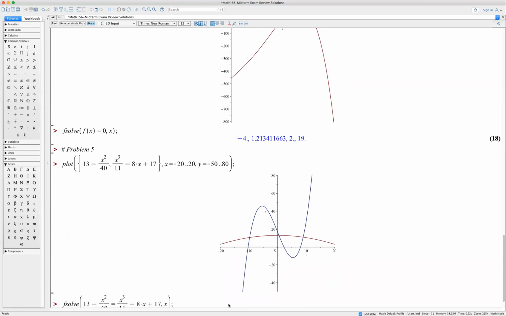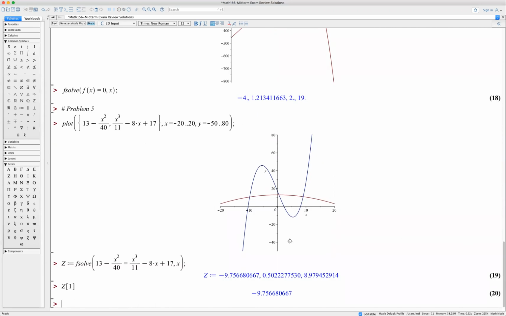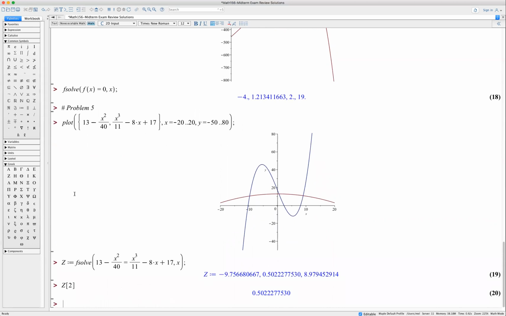There's a better picture. So here's the cubic curve. That's the parabola. They cross at least 3 points. Let me call them Z. Those are the zeros. So Z1, for example, that's the first. Z2 is the second. Z3 is the third. Actually, let me give them a different name. Let me call them X.